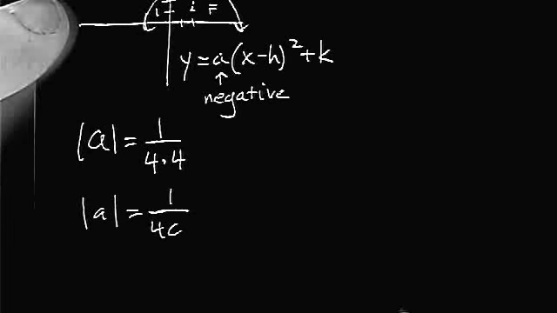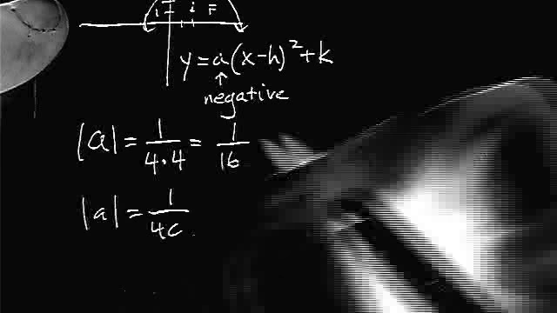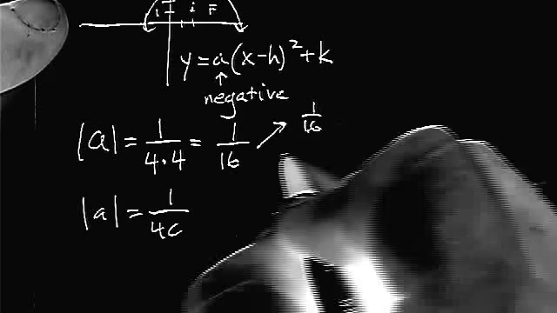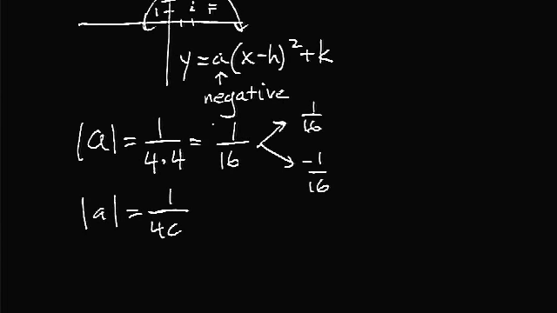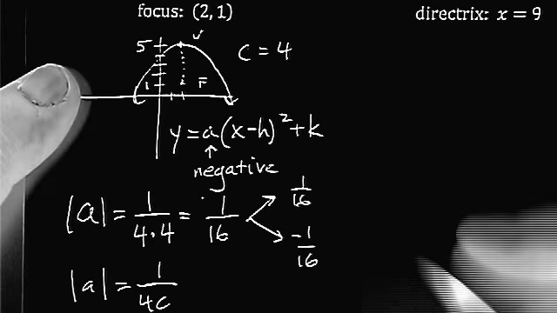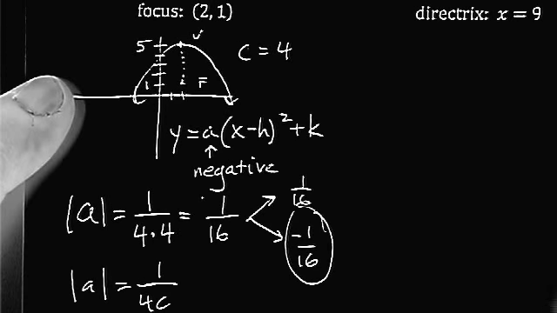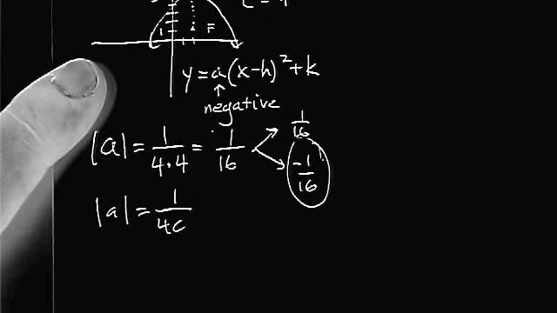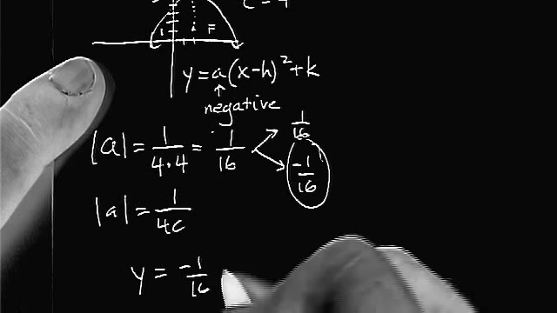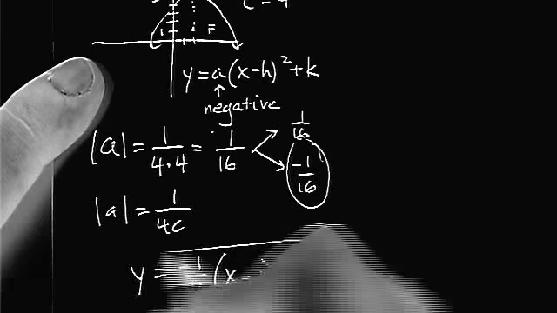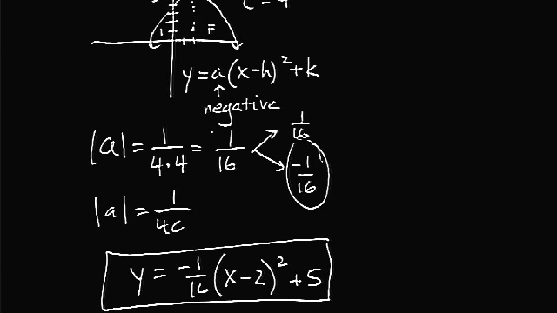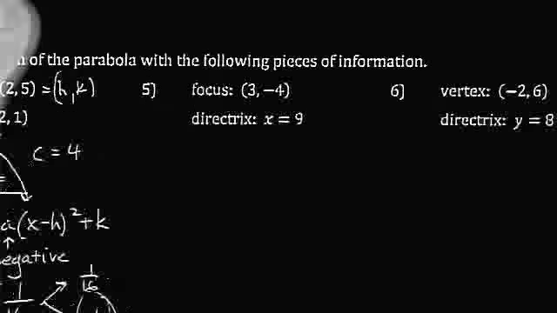We know the value of C is 4, so that means 1 over 16. Now, the big question is, is it 1 over 16 or negative 1 over 16? Well, according to my picture, it has to be the negative variety. Okay, so now I can write my equation. Y equals negative 1 over 16 times x minus 2, quantity squared, plus 5. There's your equation. So I needed the vertex, and I had to find the value of A. Always need a quick sketch of these questions.